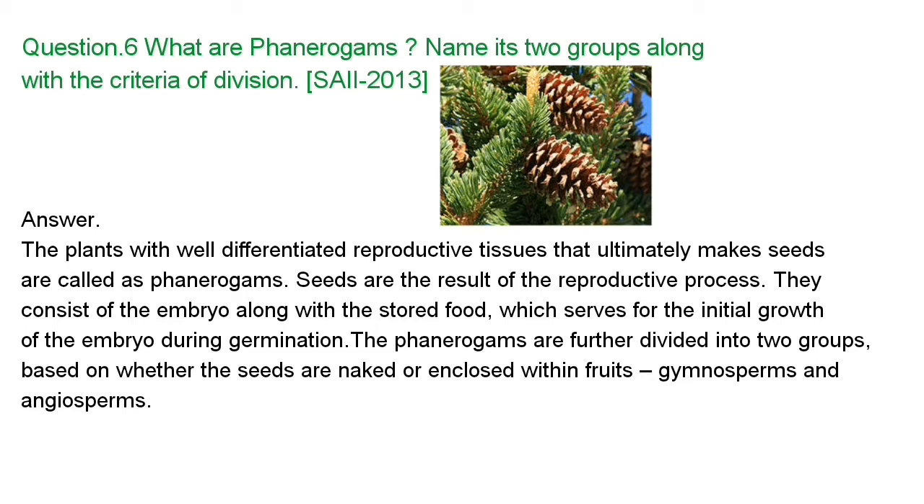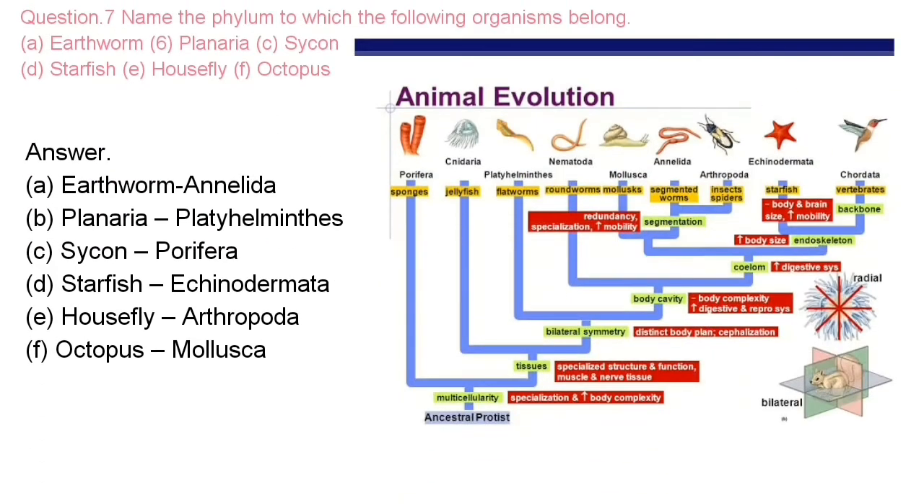So, gymnosperms and angiosperms. The next question says, name the phylum to which the following organisms belong. The first one is earthworm, and the second is planaria. There is a small mistake here: it should be B, but it's written 6. The next ones are cycad, starfish, housefly, and octopus. Earthworm belongs to Annelida, planaria belongs to Platyhelminthes, cycad belongs to Porifera, starfish belongs to Echinodermata, housefly belongs to Arthropoda, and octopus belongs to Mollusca.